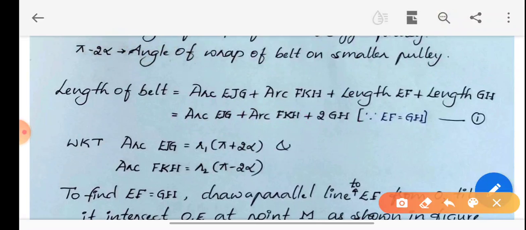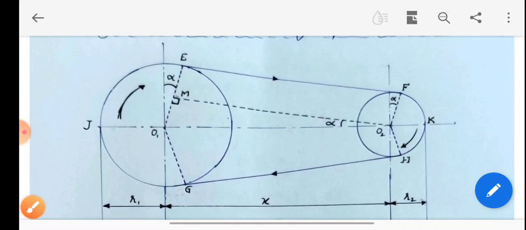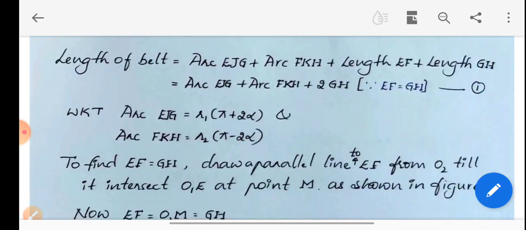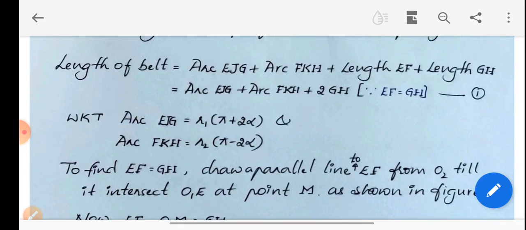Now how to find out this arc EJG? You can see we need to find out this arc EJG. What is this arc EJG? In mathematics, we know that in order to find an arc, the formula is pi r, right? So here, arc EJG has the radius r1 for the larger pulley.